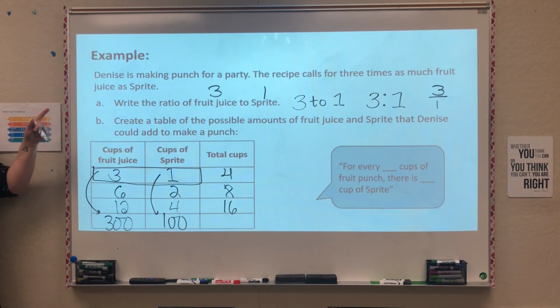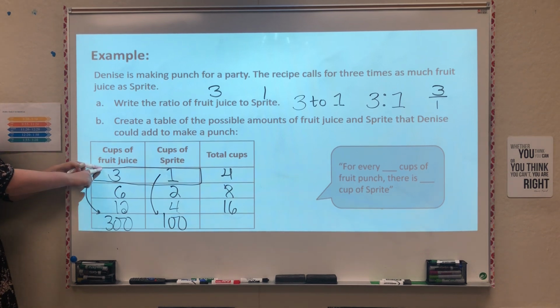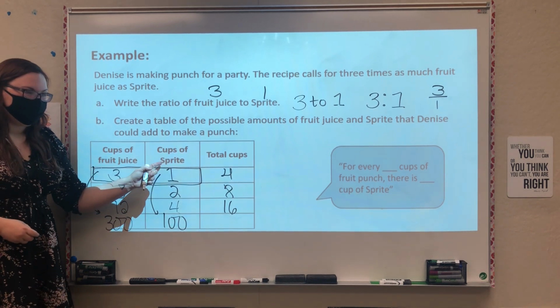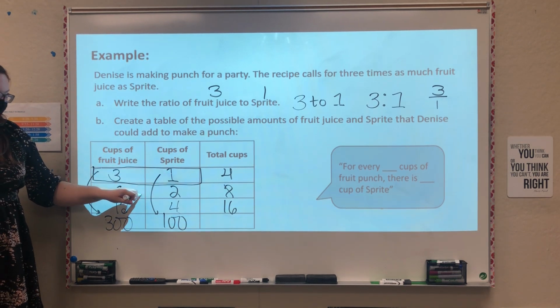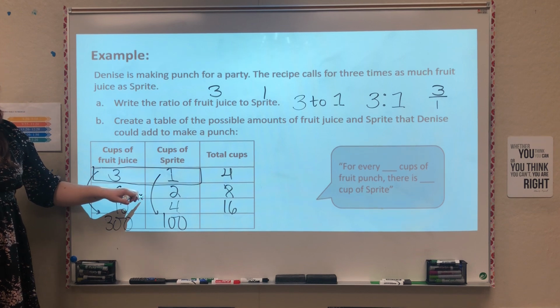It depends which way you're going, right? If I'm going from this to this, then we got division because we're going smaller. If I'm going this way, so I'm starting with that original ratio, and then I'm making it bigger, what type of math is that? Multiplication. 3 times what gives you 300? 3 times 100, and then over here, 1 times 100.